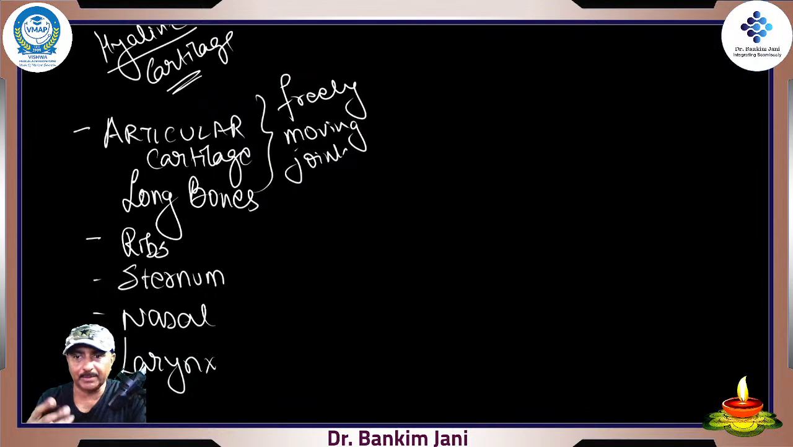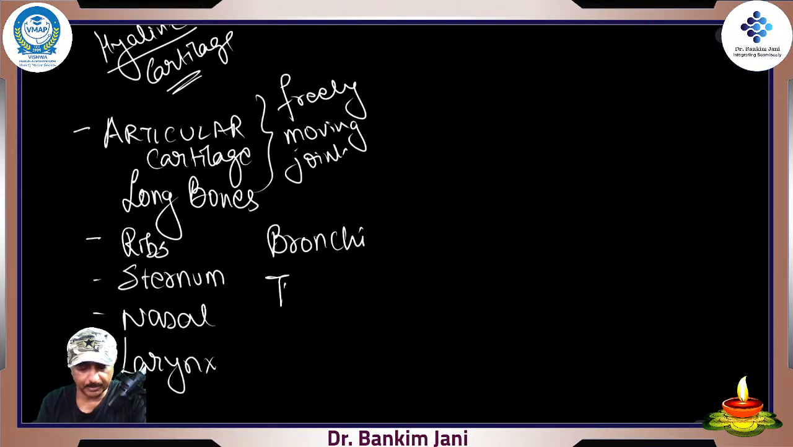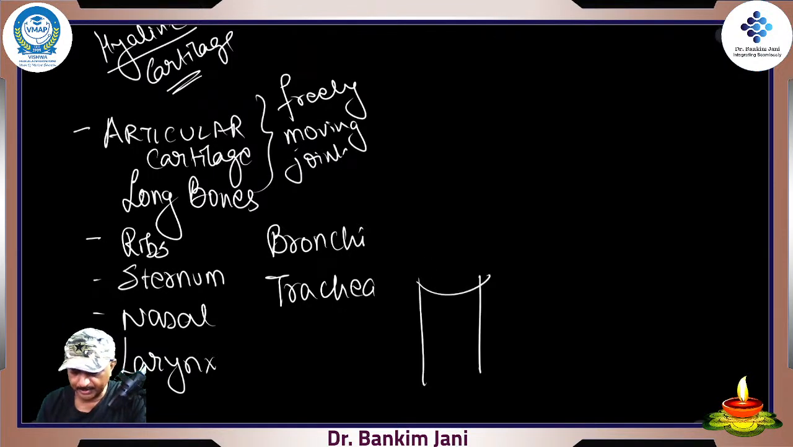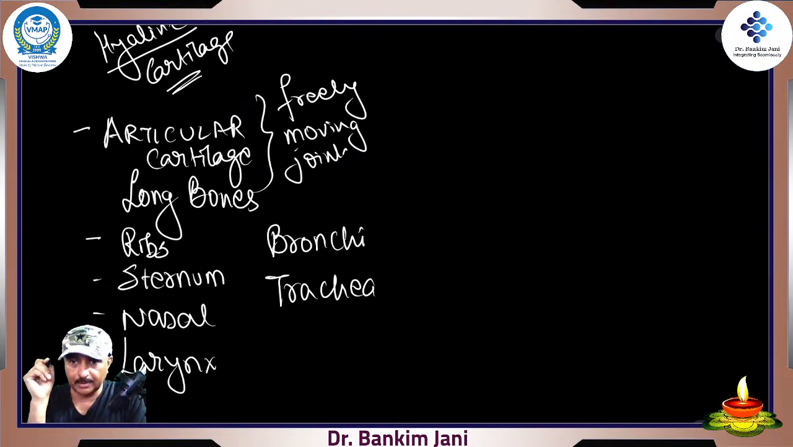Plus, you will find them in the bronchi and trachea, because in the trachea the identification is semicircular rings. If you really feel over here, you'll be able to feel that cartilage, because our trachea is something like this. These are the cartilaginous rings, and you'll be able to feel them when you roll your hand over. So that is the trachea, C-shaped. Yeah, that's right. It is C-shaped.